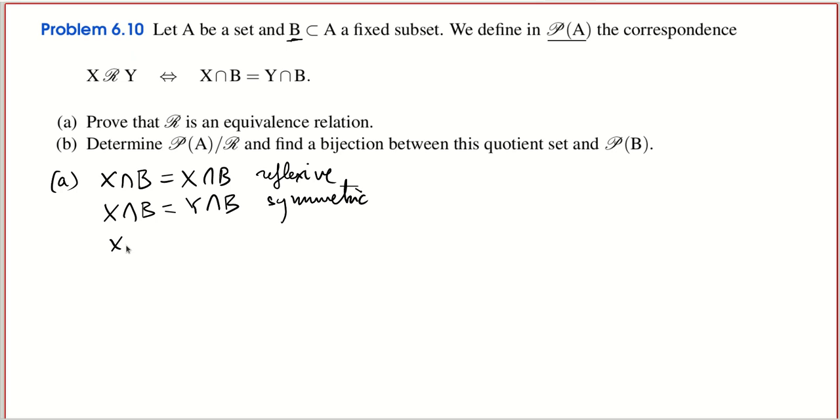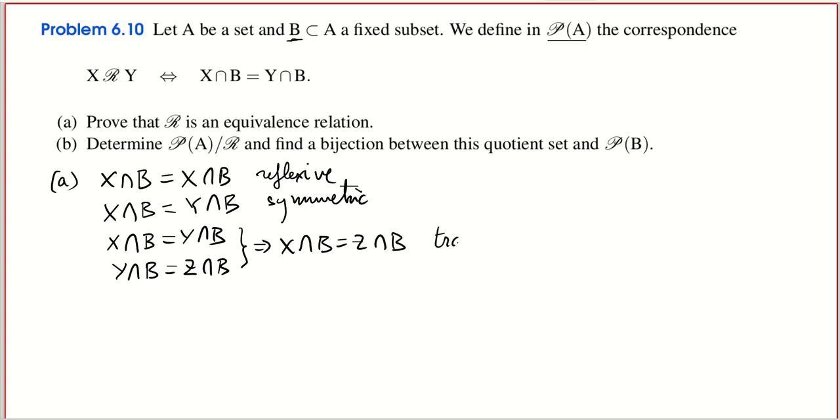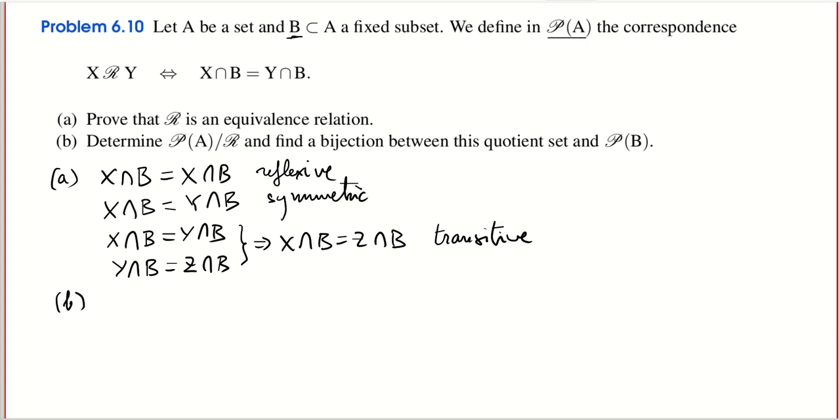And transitive is also trivial, because if X is related to Y, and Y is related to Z, then you see, this set and this set are the same, so these sets have to be the same, and that means that X is related to Z. So it's also transitive. So it's an equivalence relation. Now let's go for the second part. The second part is more interesting.